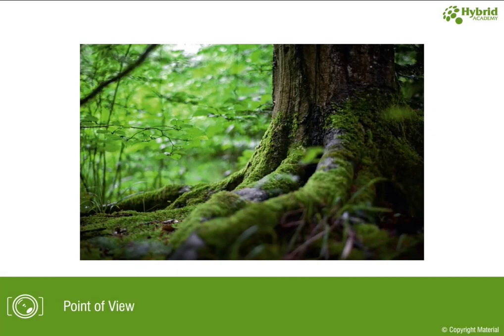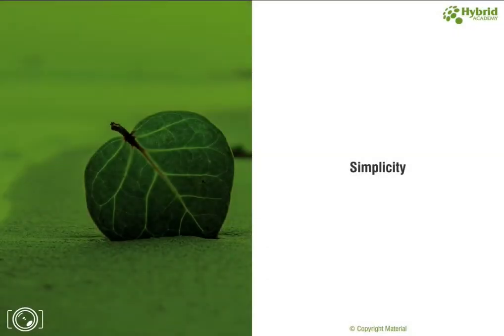And here is another example of point of view. The photograph is taken from a very low angle and is also following the concept of leading lines from the bottom left corner. The green algae grown near the roots of the tree are giving an entirely different glow to the picture. The next composition technique is a simple one, and it is simplicity.